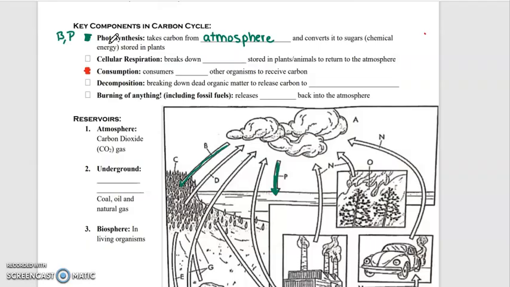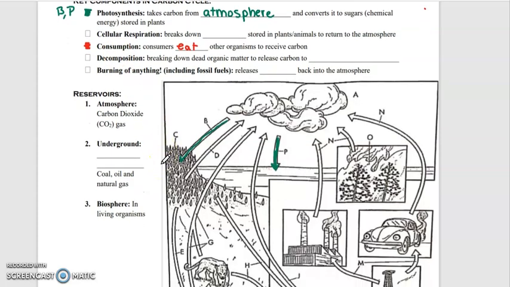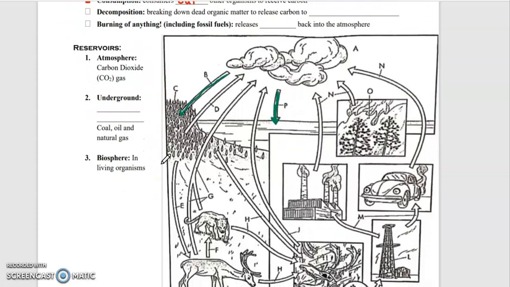How is it going to be transferred to an herbivore or a carnivore? That's the idea of consumption. So consumers are going to eat other organisms, and as they do that, they are going to be receiving all of the carbon. So this is really how carbon is moving through living things. So let's have a look at our arrows. I'm thinking maybe arrow E, this one right here, is showing consumption. This deer might be consuming some of those plants.